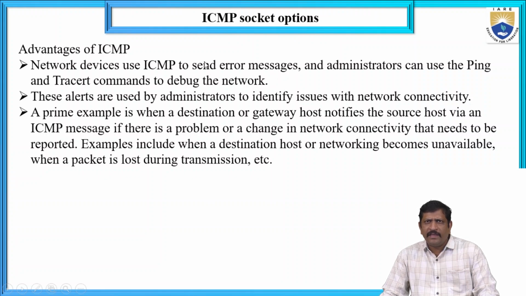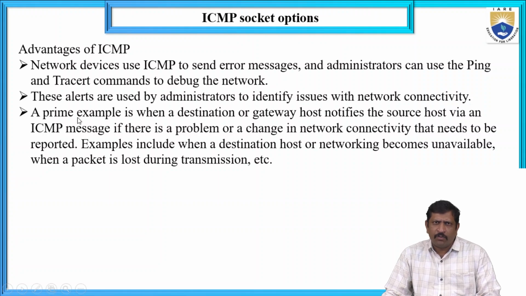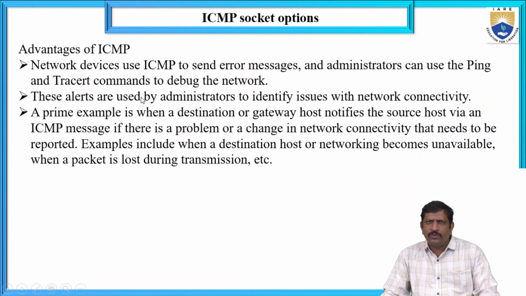Why? Because it handles the errors for whatever messages or packets we are transmitting from source to destination. This ICMP handles errors, and request and reply operations are performed by using this ICMP protocol. Network administrators can use the ping and traceroute commands to debug the network. So these alerts are used by administrators to identify issues with network connectivity.